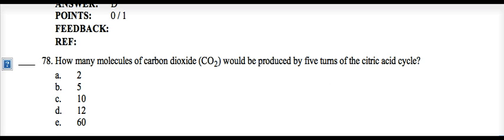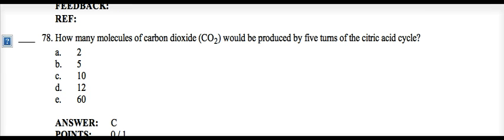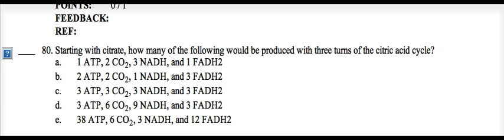Okay, so if we know that 1 turn of the Krebs cycle yields 2 carbon dioxide, 5 turns will of course give us 10. And don't forget as you're answering questions whether they're asking you per molecule of glucose or per molecule of pyruvate, but keep in mind that for 1 molecule of glucose, you're going to go through the Krebs cycle twice. Just always keep that in the back of your mind. So now that you're reminded about that, let's do another one like that.